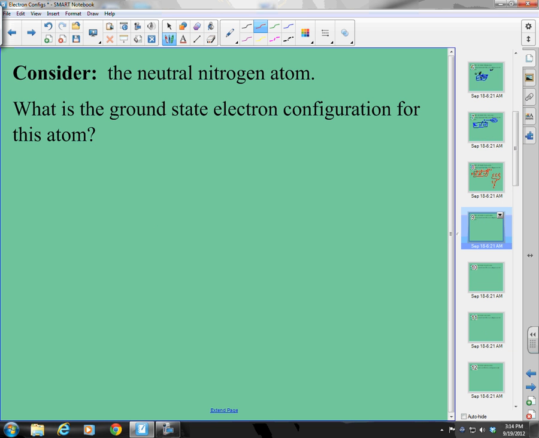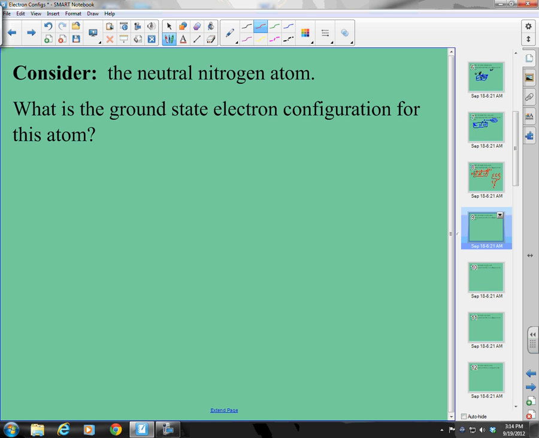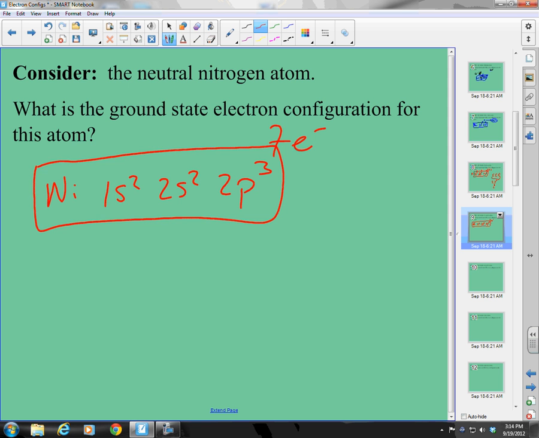Neutral nitrogen. Okay, I'm going to let you guys do nitrogen. Are you ready? Pause me, give it a shot. Unpause me when you're ready. Okay, nitrogen. Nitrogen has 7 electrons. So let's go back down. Nitrogen, 7 electrons I want to place. Where do I start? 1s2, 2s2, 2p what? Well, how about 3? Will 2p3 work? Yes, it will. That is nitrogen: 1s2, 2s2, 2p3.